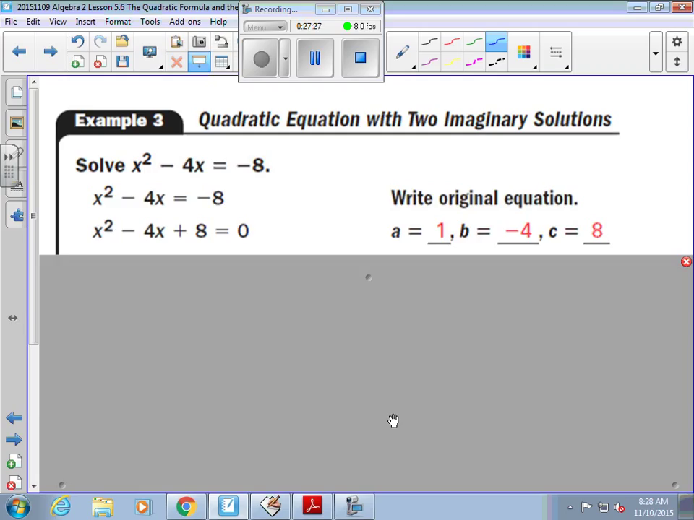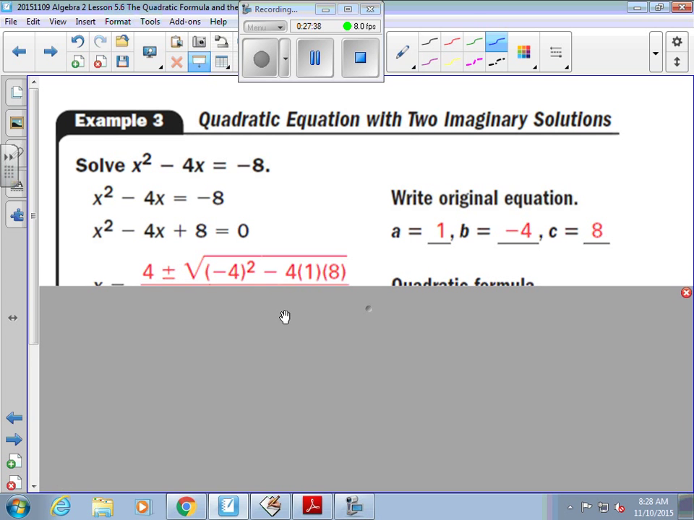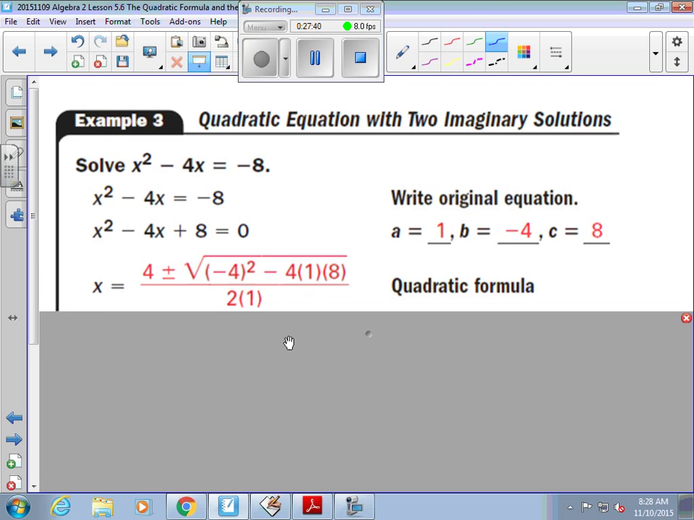So you have x squared minus 4x is equal to negative 8. That negative 8's got to come over. It becomes positive 8 to make it equal to 0. So you have A, you have B, and you have C. In the quadratic formula, negative B, negative 4 becomes positive 4, plus or minus. B's value is negative 4 squared, which is going to be positive 16 in a minute. Minus 4 times A is 1, times C is 8, over 2 times a, 2 times 1.